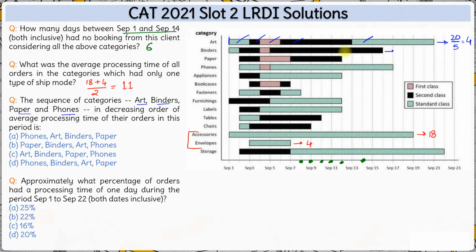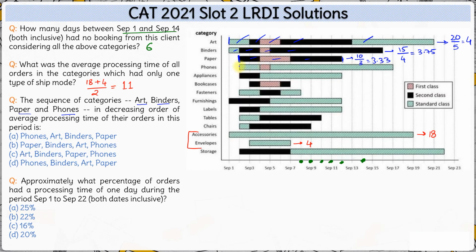The total processing time for binders is from September 1 till September 16. So 16 minus 1, 15 days, divided by 1, 2, 3, 4 orders. So 15 by 4 is 3.75. Next is papers. The total processing time is from September 2 till September 12. So that is 10 days divided by 1, 2, 3 orders. So 10 by 3 is 3.33.